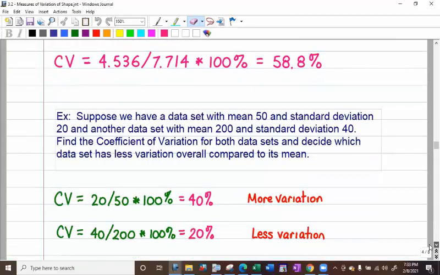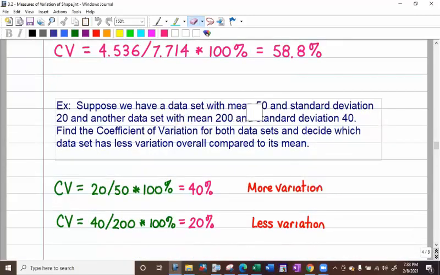Okay, so here's one where I'm taking two data sets. Here's one that has a mean of 50 and a standard deviation of 20. Then we have another one with a mean of 200 and a standard deviation of 40. So if you were only comparing standard deviations, your instinct might be, hey, 40 is bigger than 20, so that's going to be a more scattered data set. Well, that's the whole point. You can't do it that way unless the means are the same.